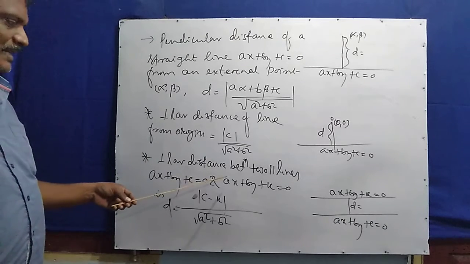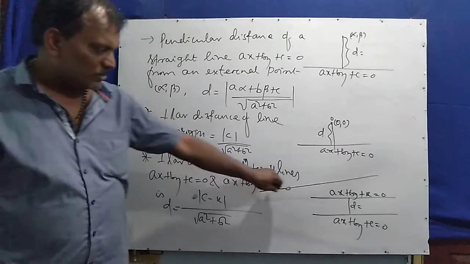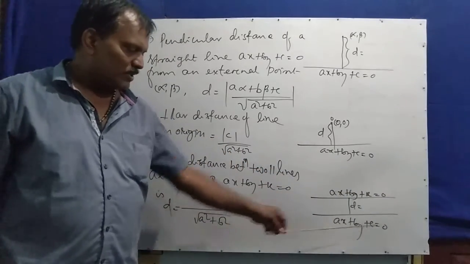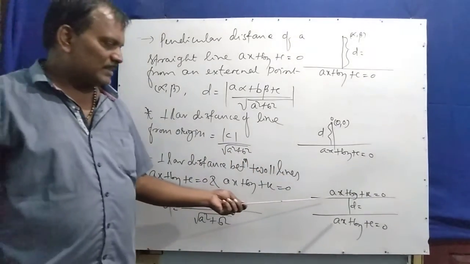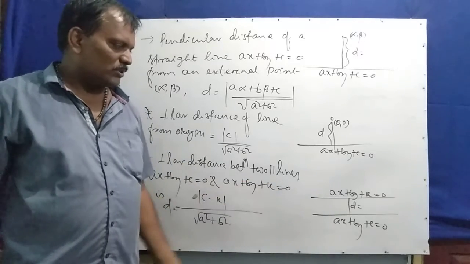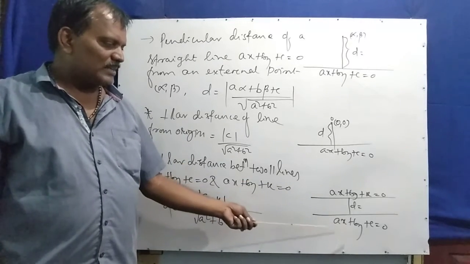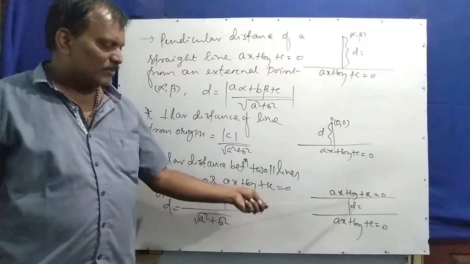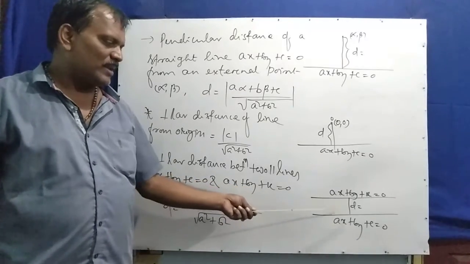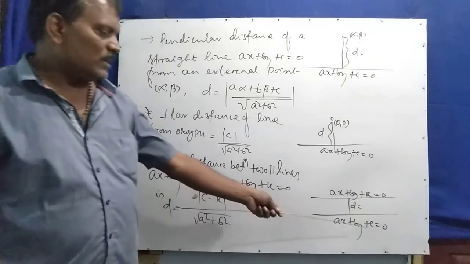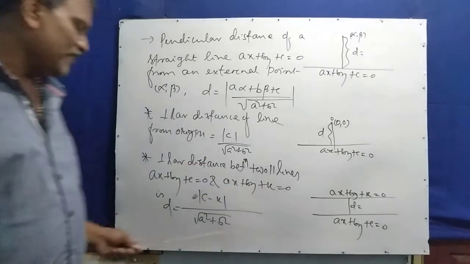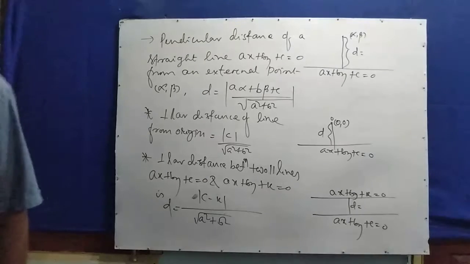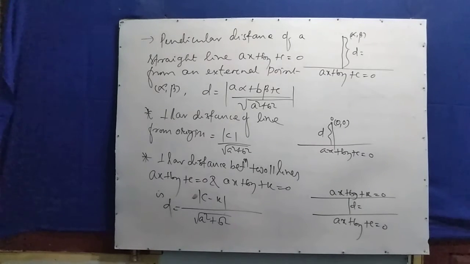Next, the perpendicular distance between two parallel lines. Suppose you look at the two parallel lines: the first straight line ax plus by plus c equal to 0 and the second straight line ax plus by plus k equal to 0. Then what is the perpendicular distance between them? The ax and by parts should be equal. Then you apply this formula: only the constant values matter, magnitude of c minus k divided by root of a square plus b square. Apply this formula and find the distance between the two parallel lines.